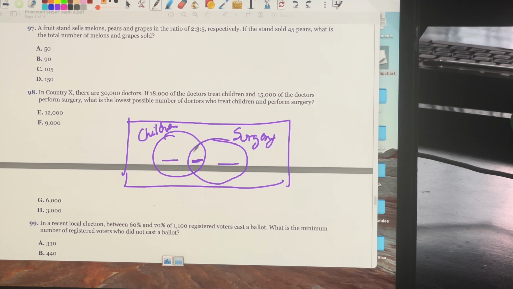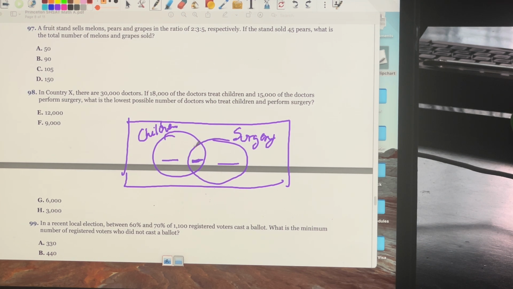If I put 6,000 in the middle, that means there'll be 12,000 over here, and that would be 9,000 over here. And that would be 15 and 12 is 27,000. That also works. But they want the least.